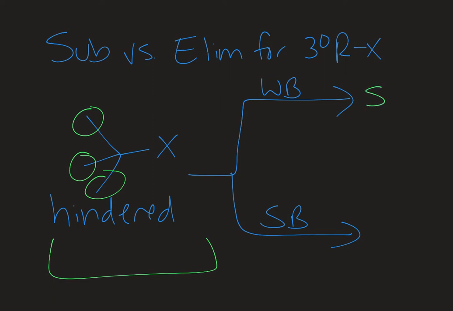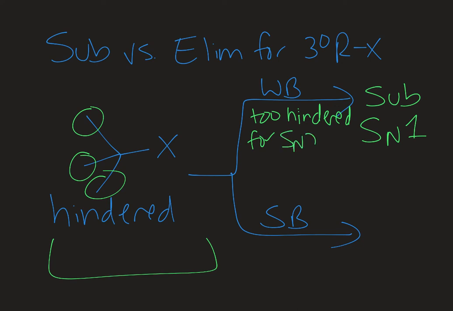So with a weak base, you're definitely going to see a substitution reaction. Because of the tertiary system and the stability of the carbocation, you're going to see an SN1 reaction. It's too hindered for SN2. And the tertiary carbocation is stable, relatively speaking at least. So we'll just see SN1 reactions there, no SN2. It's too crowded for an SN2 type reaction.